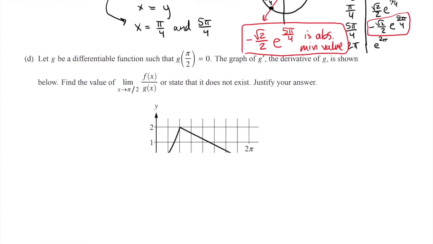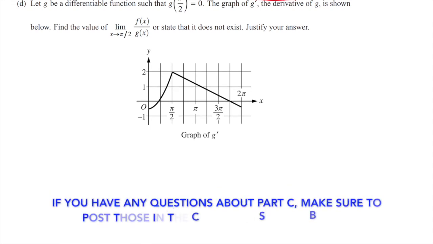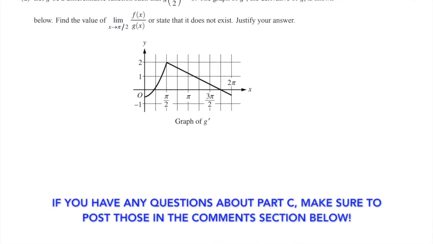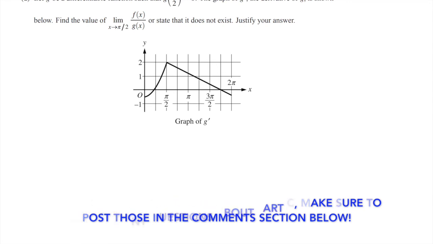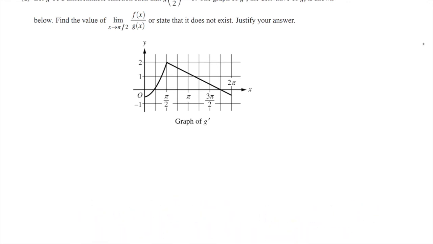Okay, part D says let g be a differentiable function such that, so this is a new function and it's differentiable, and g of pi over 2 is 0. The graph of g prime, the derivative of g, is shown below. Find the value of this limit or state that it does not exist. Okay, so whenever you're given a limit, the first thing you should try to do is just plug in the point, because if both the top and the bottom are continuous there, then if you get a number by just plugging it in, that's the answer.